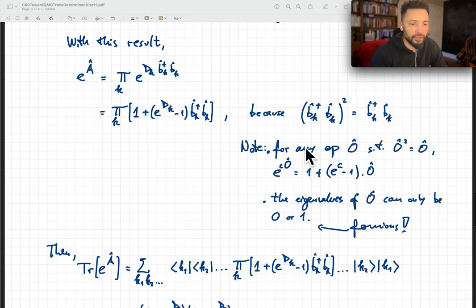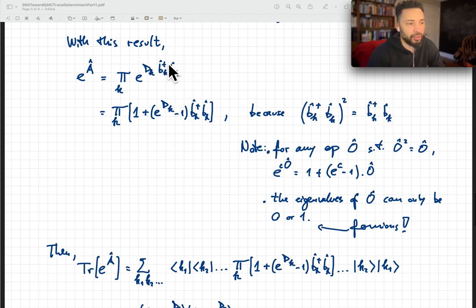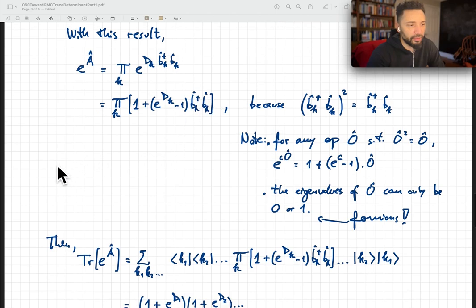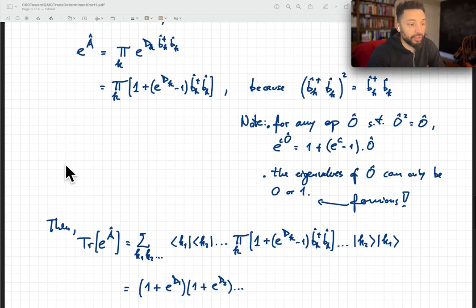But for now, this first property is used here. So the exponential of this operator is just 1 plus (e to the d_k minus 1) b_k dagger b_k, where d_k is just a constant here. And we get to do that for each of these factors, for all k's. And so we have this product still, but now we have it in this form. So this is much better than the previous one because now the b_k dagger b_k doesn't appear in the exponent. It just appears down here. So that's nice. Now we're in a better position to take the trace.